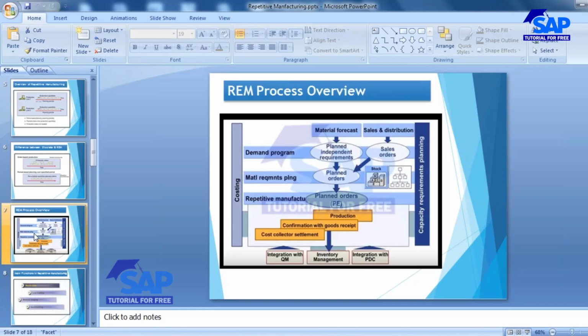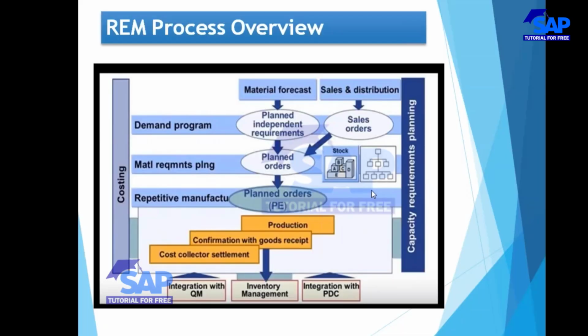Okay, so this is the overall flow of how repetitive manufacturing happens. We enter the planned independent requirements, the forecast, and then sales orders come from sales and distribution. You take these two and execute MRP, and you will be getting the planned orders.